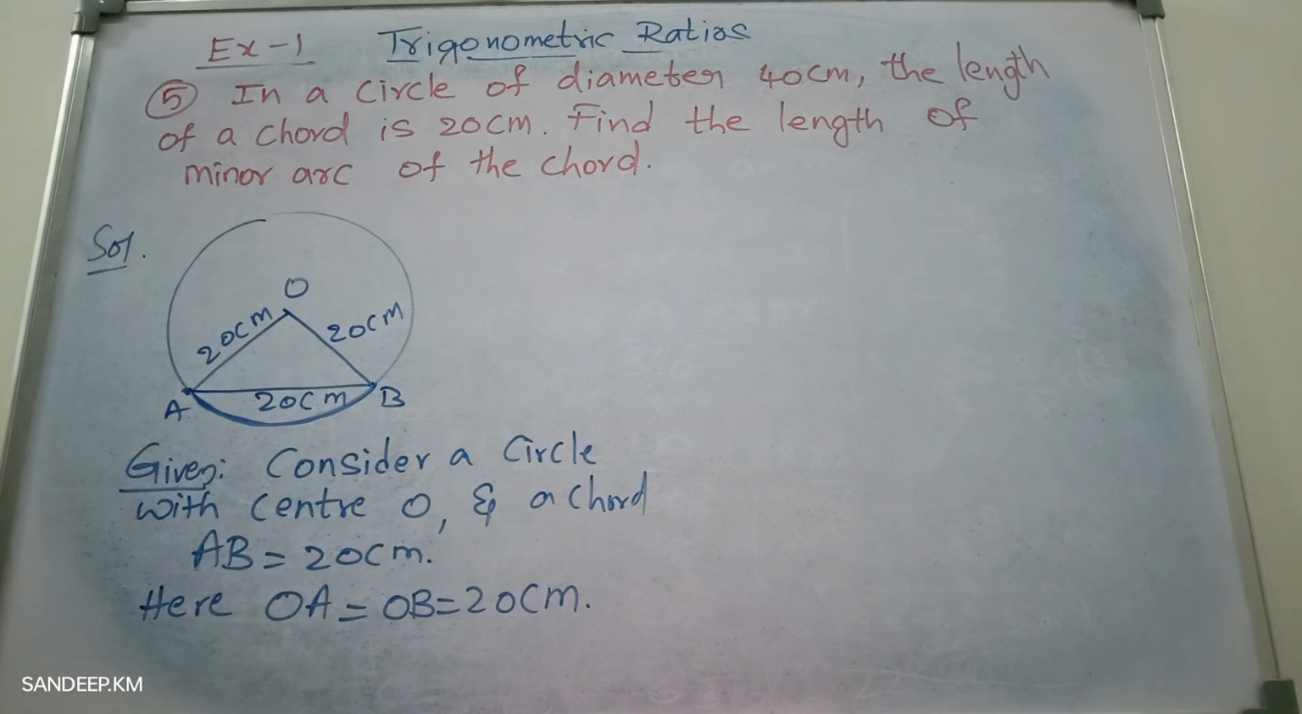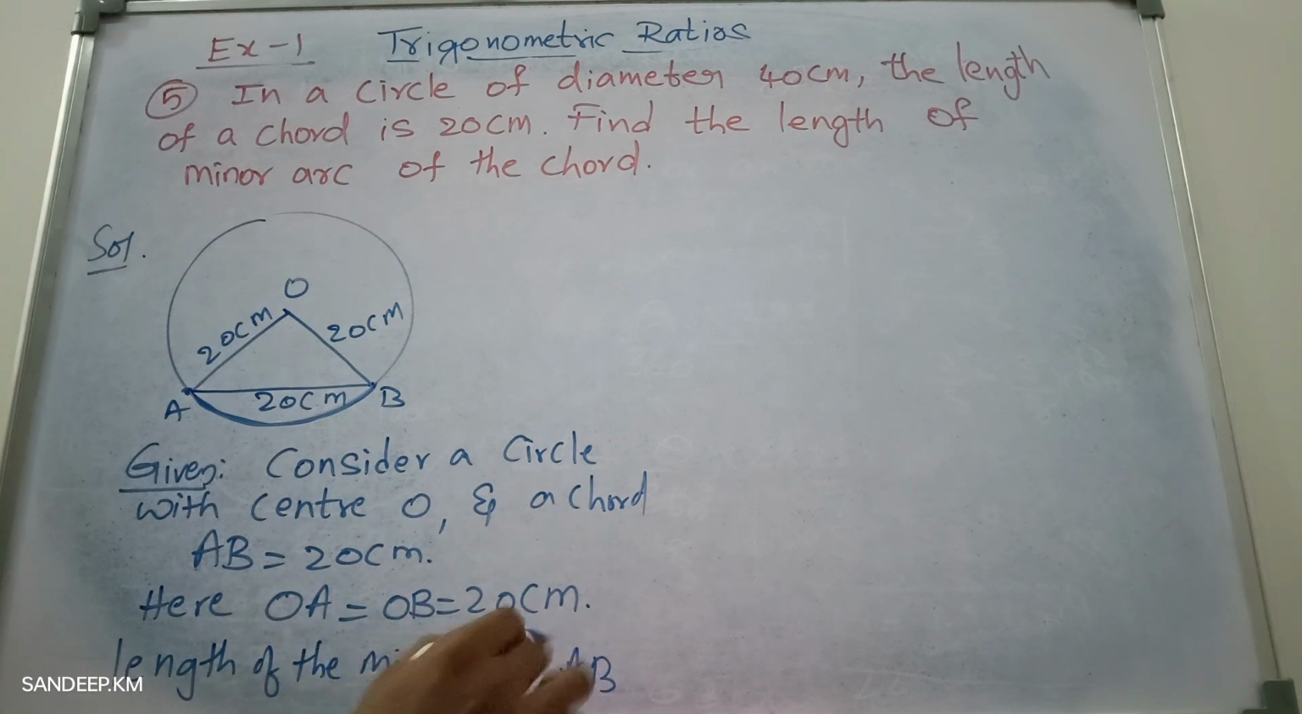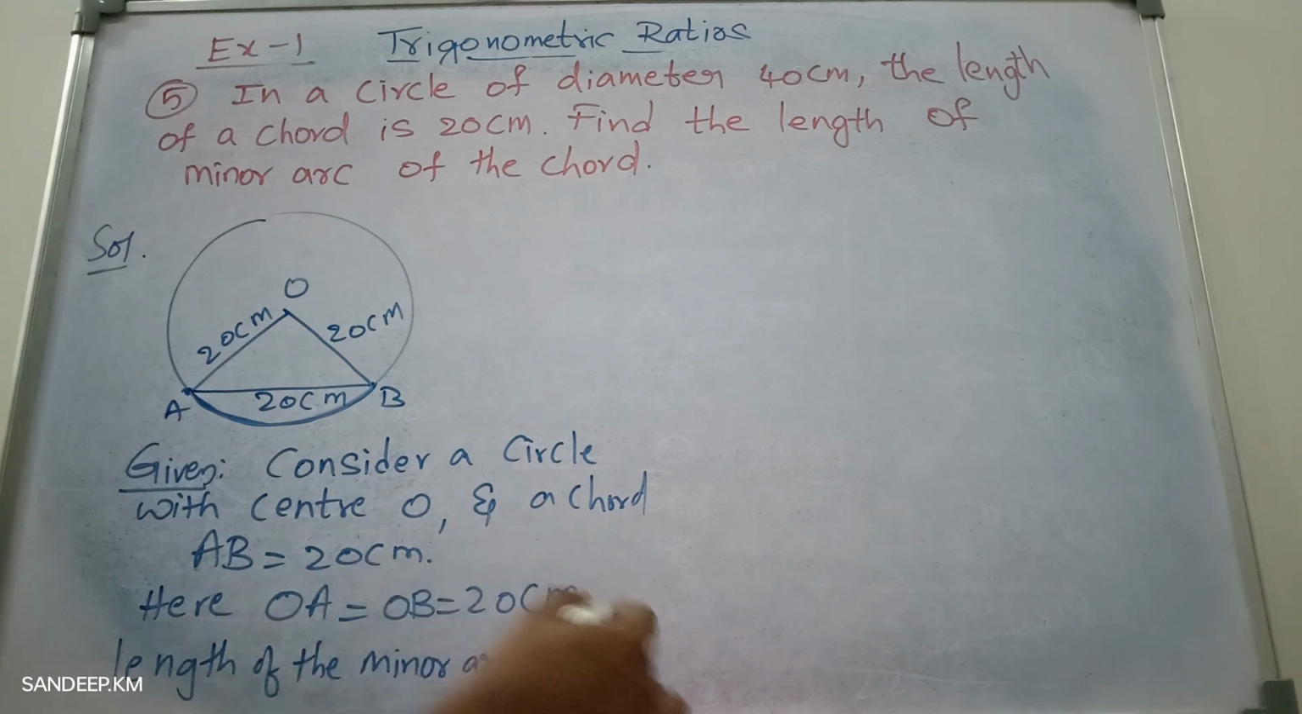And what are we supposed to find in this particular question? We are supposed to find the length of the minor arc, which we can represent using the arc symbol. In 9th standard circles chapter you have learned it. So this is what you are supposed to find.